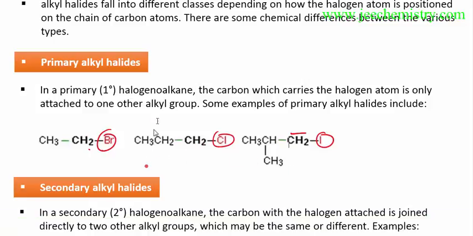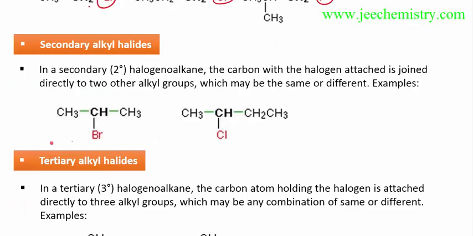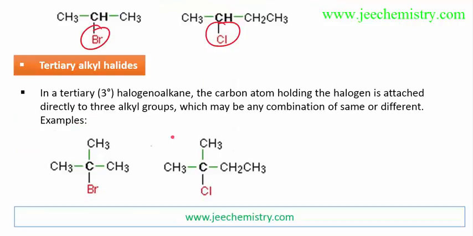This is similar to the case of hydrogens: 1 degree hydrogen, 2 degree, 3 degree hydrogens. This is attached to a secondary carbon, so it is called a secondary alkyl halide. This one is attached to a 3 degree carbon, so it is called a tertiary alkyl halide.